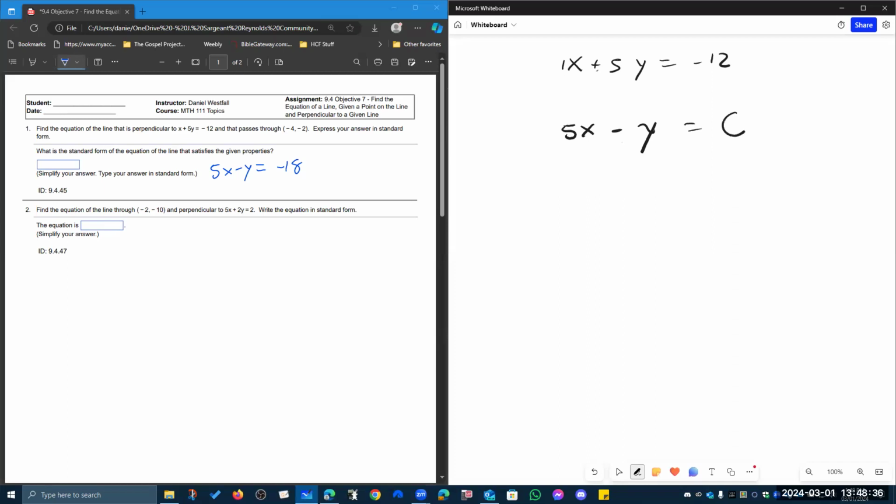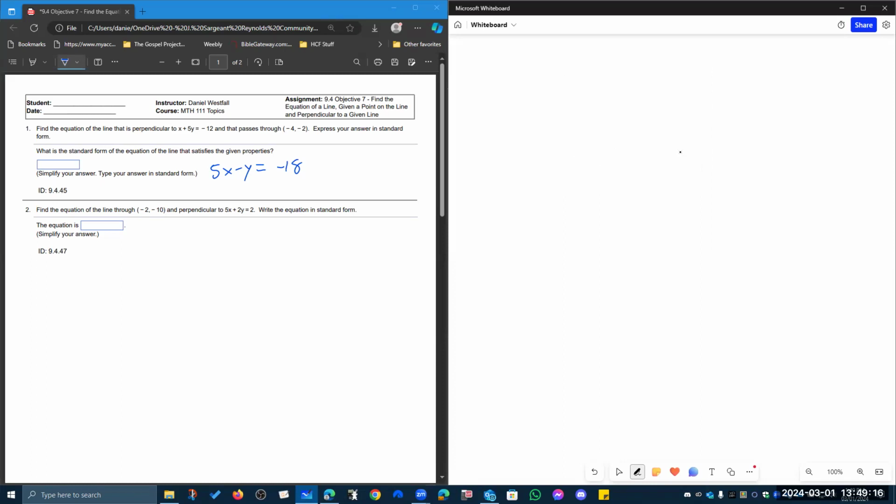And I'm going to solve for a new c value over here with the given point. I have 5 times negative 4 minus a negative 2, which is a negative 20, plus 2, is a negative 18. And that's just another way that I can get this to work. Again, I want to write this in such a way where the x term is positive. So if I needed to switch the sign of the first one and leave the second one alone, that's okay. Just switch one of the signs. Don't switch them both.